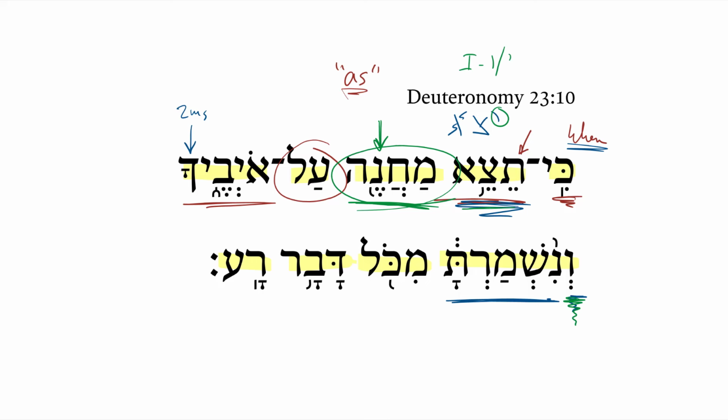Now, this is a nifal perfect 2ms. Notice the ta sufformative. The noon here at the beginning gives us the nifal. Verbal root is shamar, to guard. And this is one of the places where the nifal functions more like a direct passive, like a true passive.